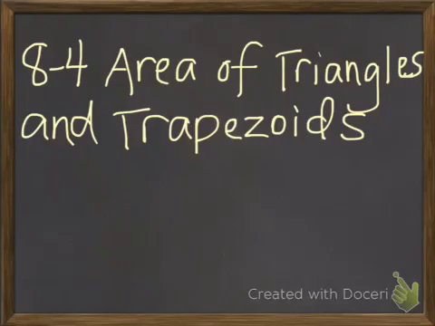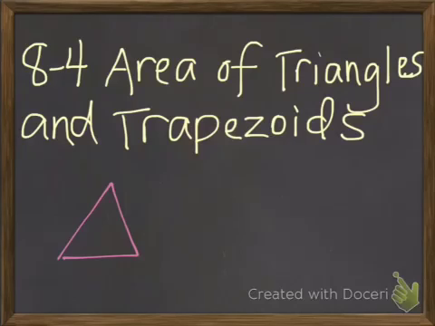We're in our third week of virtual classes, and we're going to move on to Chapter 8, Section 4, Area of Triangles and Trapezoids. We know what a triangle looks like, or I hope we do. It has 3 sides. Let's talk about a trapezoid.